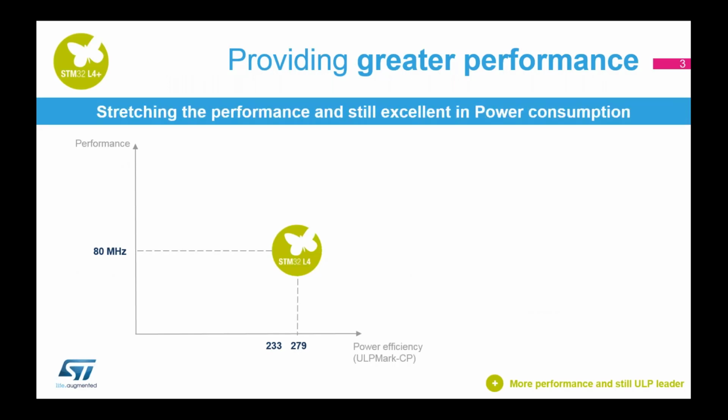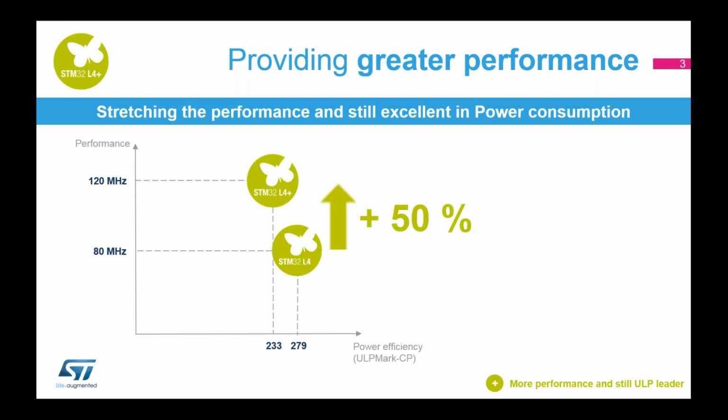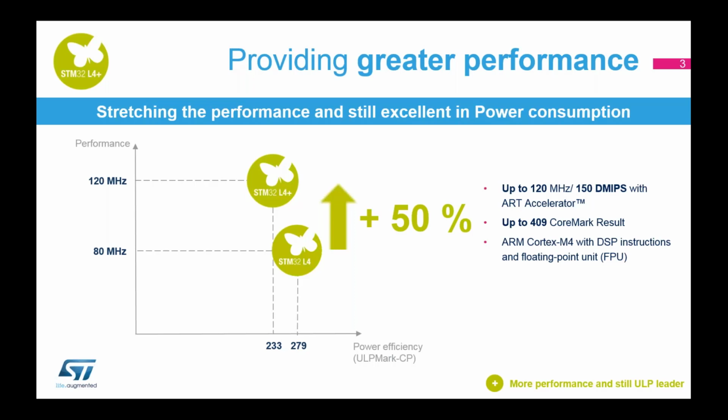The first message relating to the STM32L4 Plus is regarding the greater performance. The STM32L4 Plus provides 50% more performance versus the STM32L4 while keeping its excellence in terms of power efficiency. It runs at 120 MHz, 150 DMIPS with a Cortex-M4 and floating-point unit. But it goes also with 2 DMA, as well as a number of high-speed peripherals. And what I want to mention, because it's new in this product, is the 2 octoSPI supporting both NOR flash and Hyperbus SRAM.